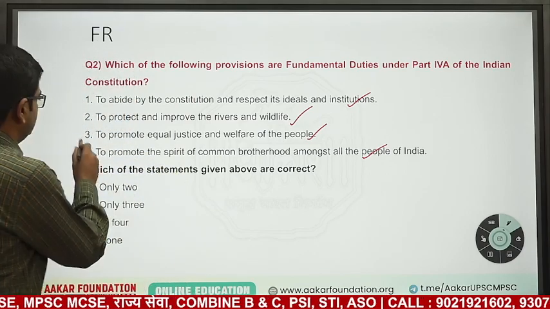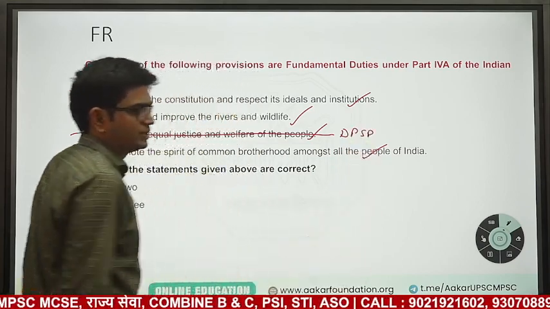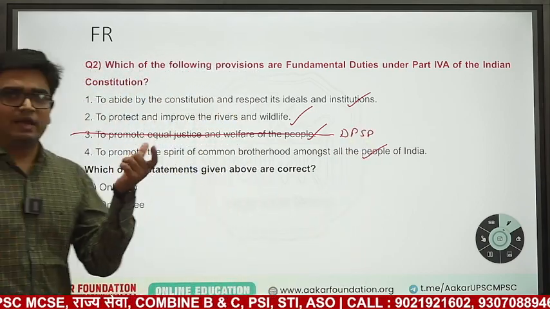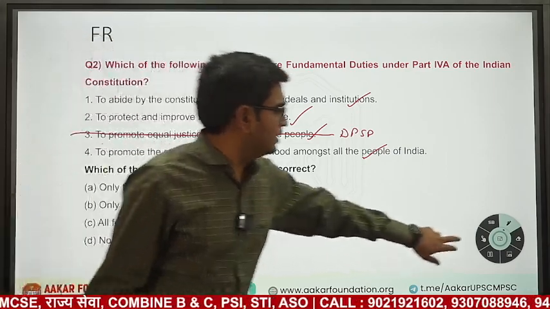Equal justice and welfare of the people is included in DPSP. This is not in fundamental duties. Go and check every fundamental duty. The language of every fundamental duty is hardly one page. Okay, we will see fundamental duties in a later class.